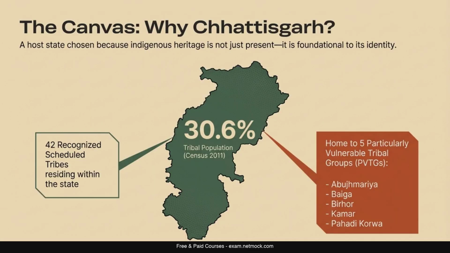Chhattisgarh was chosen because indigenous heritage is foundational to its identity. With 30.6% tribal population, 42 recognized scheduled tribes, and 5 particularly vulnerable tribal groups including the Abujhmaria, Baiga, Birhor, Kamar, and Pahari Korwa. The games are embedded within the communities they aim to empower.